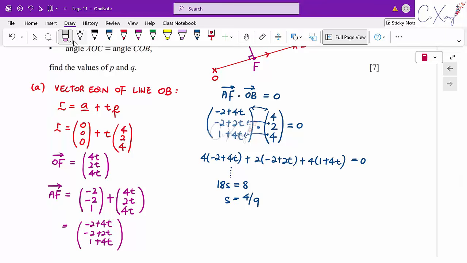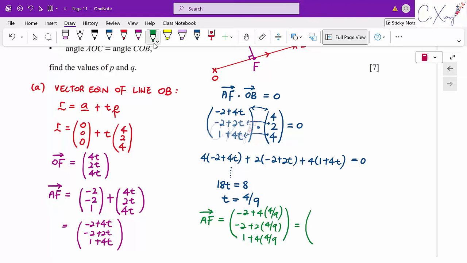Oh, sorry, that's not s. I'm having t here. So when you successfully get t equals 4 over 9, that means I can find out the vector AF. Substitute 4 over 9 into your AF. So you're having negative 2 plus 4 multiplied with 4 over 9, then negative 2 plus 2 multiplied with 4 over 9, and also 1 plus 4 times 4 over 9. Then simplify your vector AF.